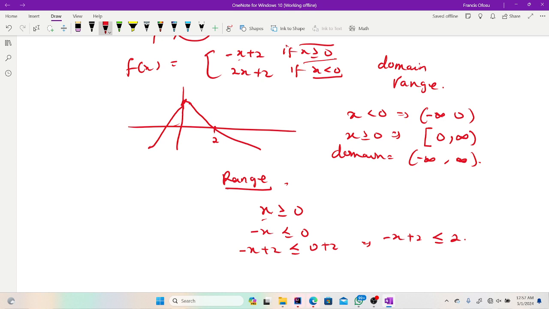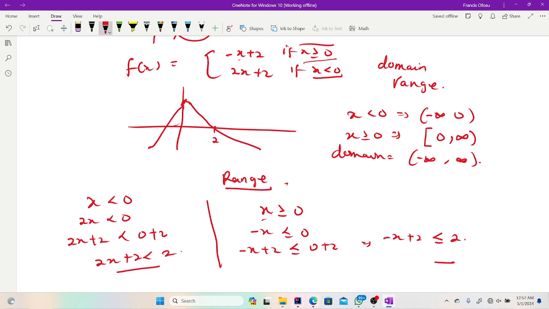Now let me do that for the second part. I have 2x plus 2 here. So let me modify my domain, x less than 0, to get what I have here. I'll first multiply by 2, so 2x less than 2 times 0, which is 0. Then I'll add 2 on both sides: 2x plus 2 less than 0 plus 2. So I'll have 2x plus 2 less than 2. Meaning my range on this side is less than 2, and on that side is less than or equal to 2.